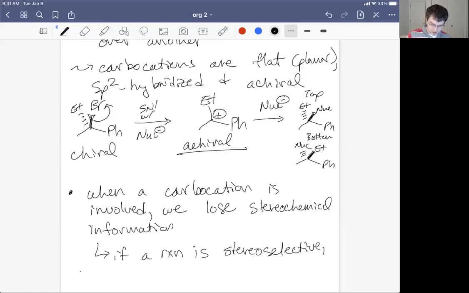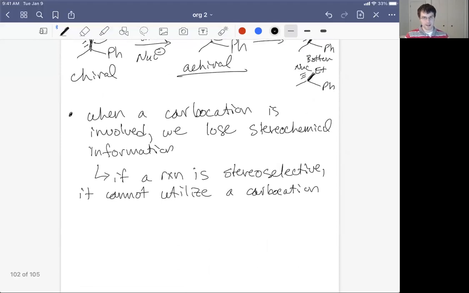If a reaction is stereoselective, it cannot utilize a carbocation. Okay. So that is our reasoning why a stereoselective reaction cannot involve a carbocation. That is, if we preferentially form one stereoisomer over another, we cannot involve a carbocation. Now, why is that relevant?